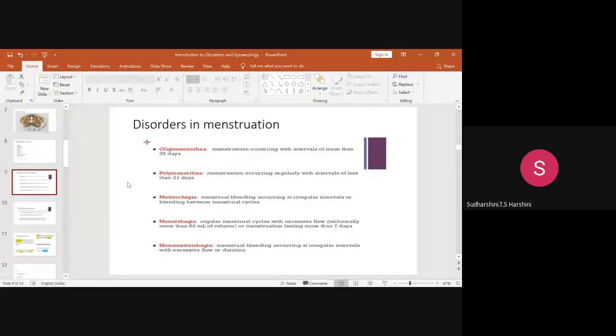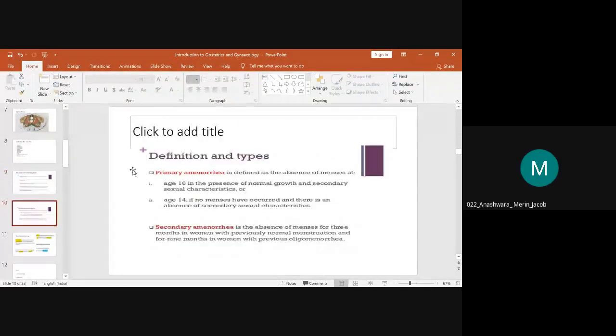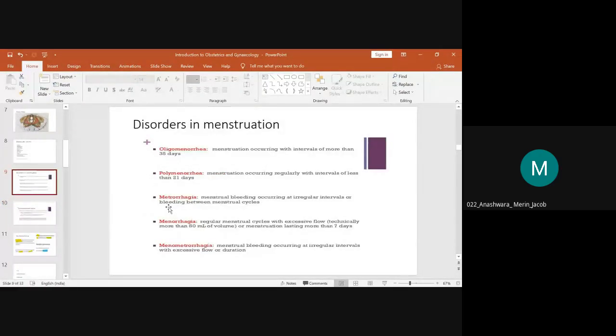Any doubts, ma'am, till here? Any doubts? Ma'am, is intermenstrual bleeding irregular or regular? Intermenstrual, see, it is irregular.